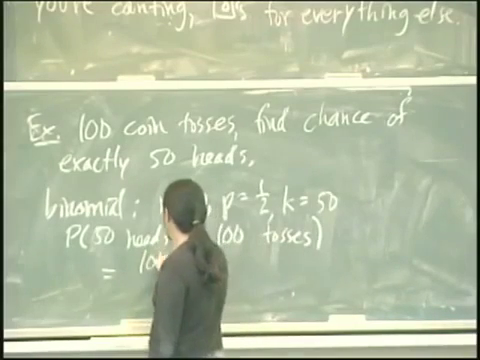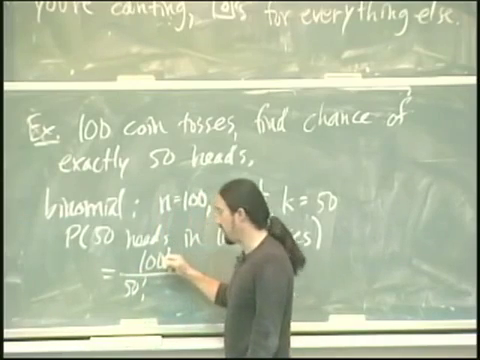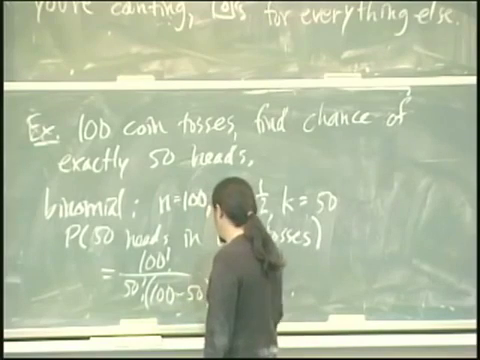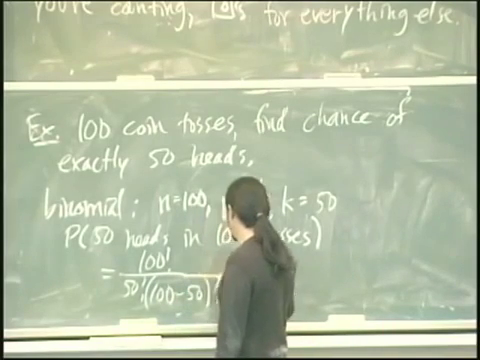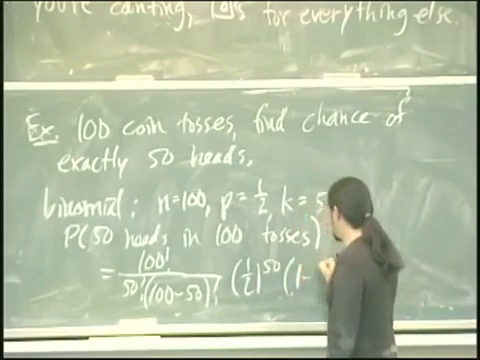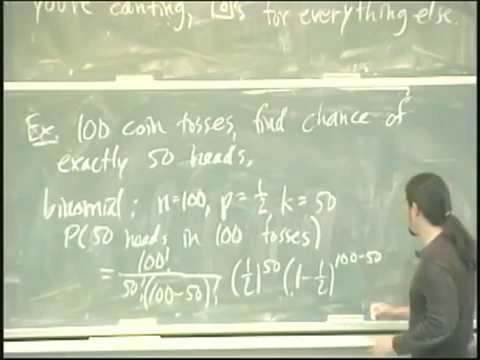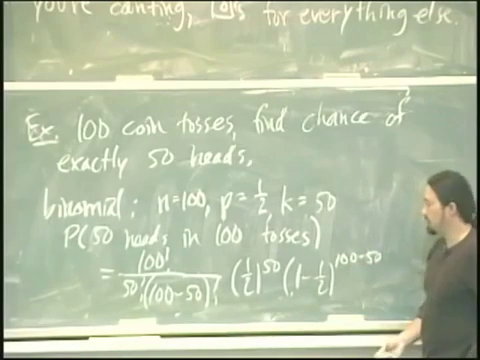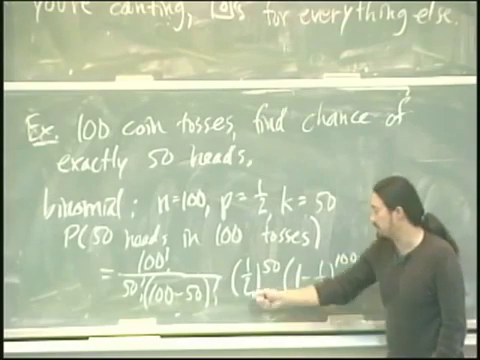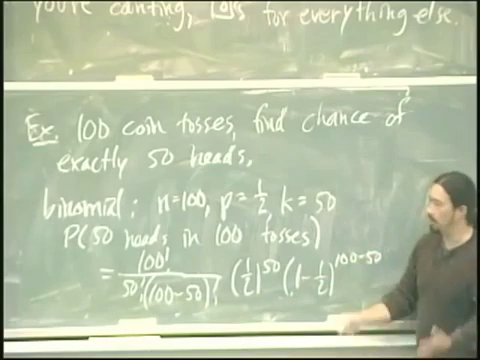100 factorial over 50 factorial. This is n factorial divided by k factorial, n minus k factorial, 100 minus 50, and then 1/2 to the 50th, and 1 minus 1/2 to the 100 minus 50. Okay? So I'm doing it strictly by how the formula is. Obviously, 1 minus 1/2 is 1/2, so I could group all these together and just say this is 1/2 to the 100th power, if you want.